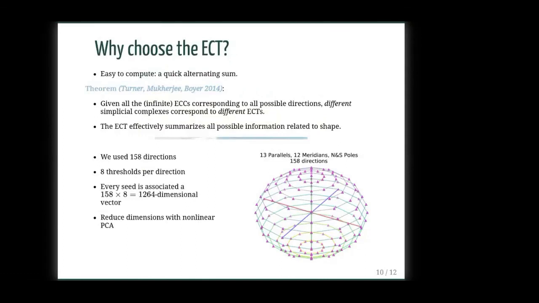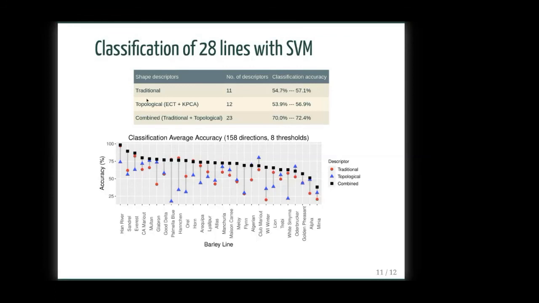So with these shape signatures, we attempt to classify the seeds, to classify barley genotype based on shape alone. So we do it in 3 different ways: using traditional descriptors like length, volume, width of the seeds, or we can classify using topology, as I described with the Euler characteristic, or we can combine both traditional and topological descriptors.